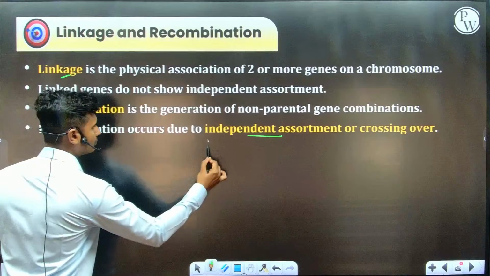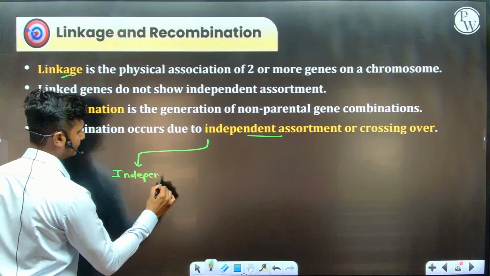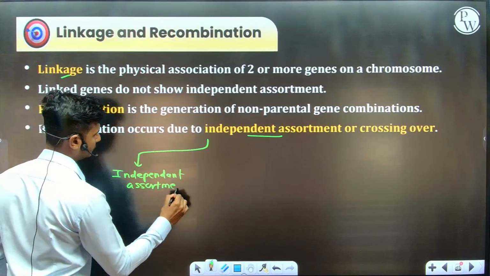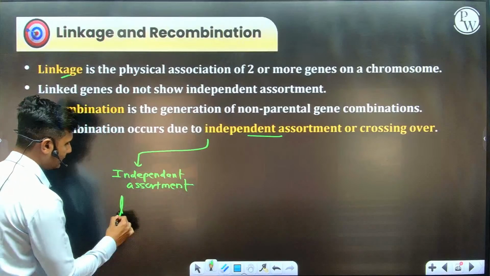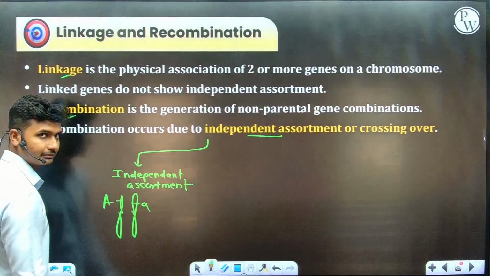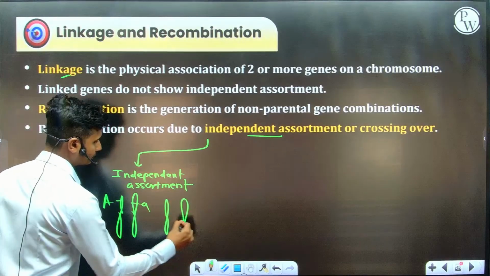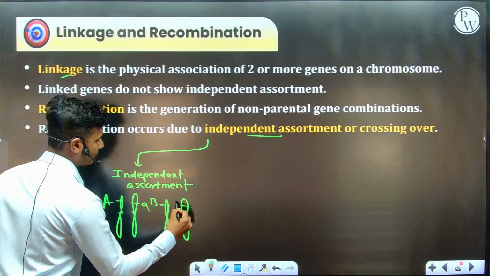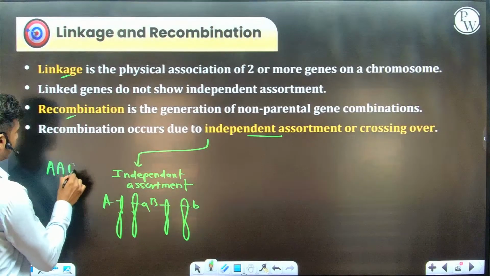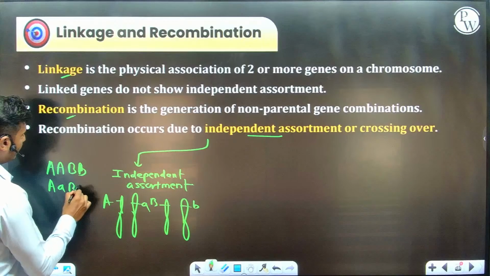Look, if we are saying independent assortment, then the genes are present on different chromosomes: capital A, small a, and capital B, small b. It means we can have capital A, capital A, capital B, capital B. Capital A, small a, capital B, small b.